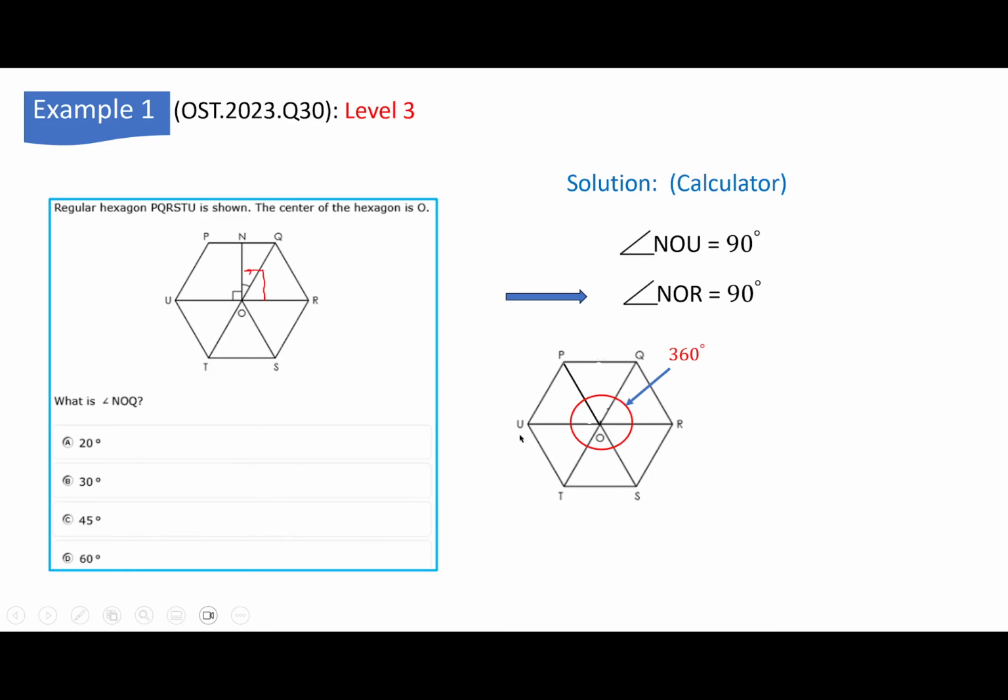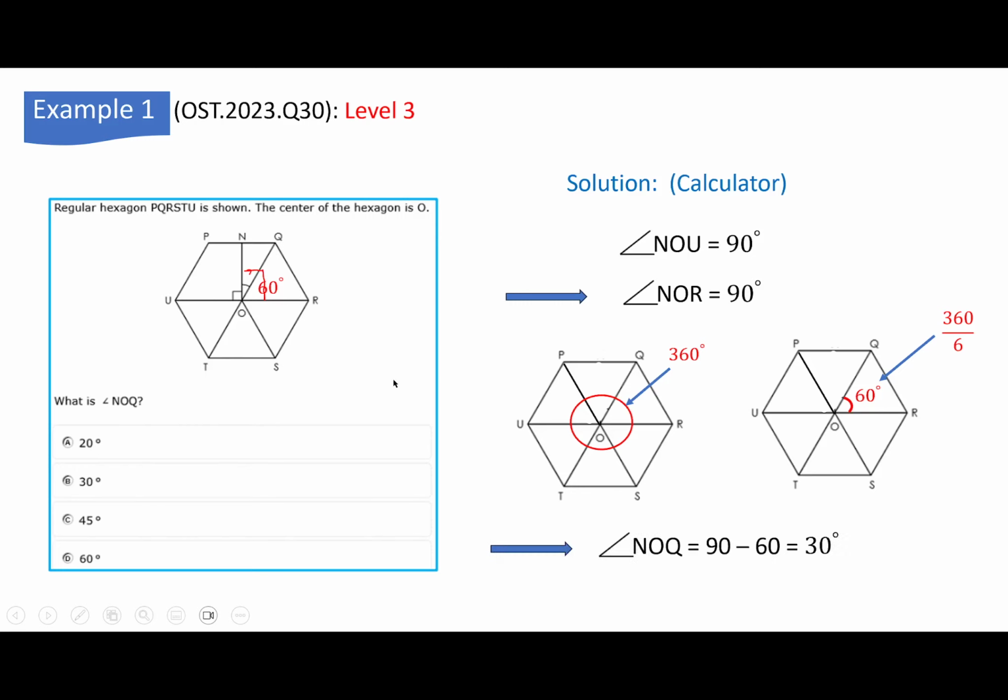So now, if I take this hexagon, all the angles around here make 360 degrees. I have 6 of them, 1, 2, 3, 4, 5, 6. So I need one of them. One of them is 60 degrees. So this angle here is 60 degrees. Now, NOQ and ROQ, they are complementary. One is 60, the other one will be 90 minus 60, which is 30 degrees.